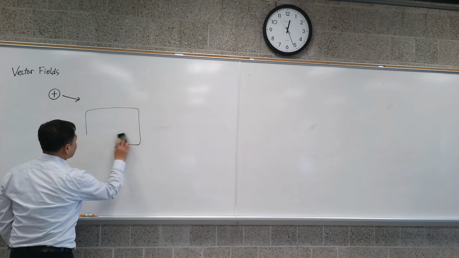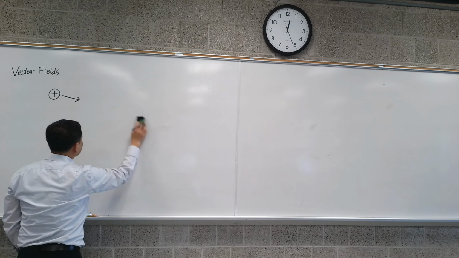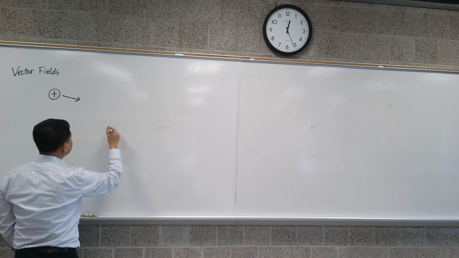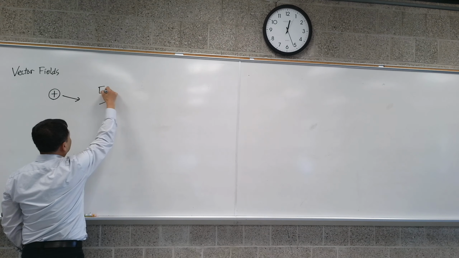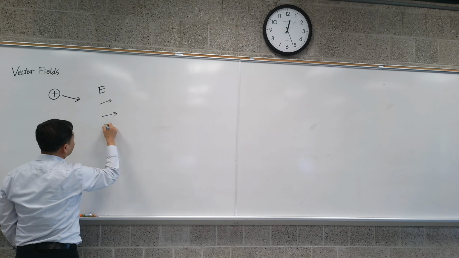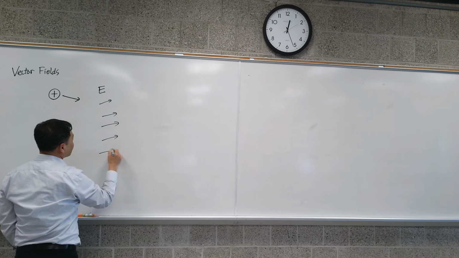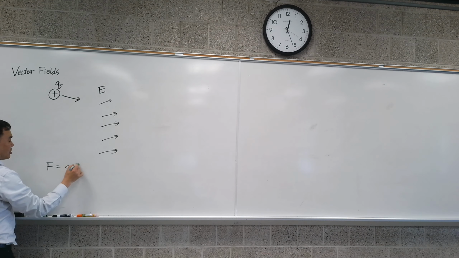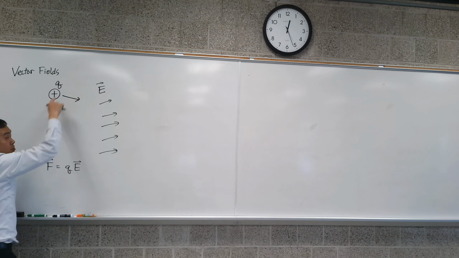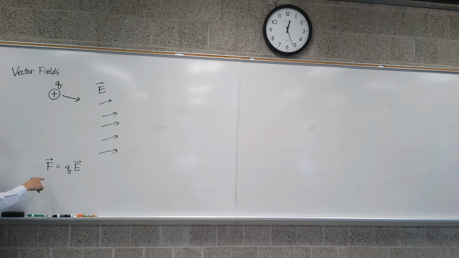So let's think about that. You might have an electric field E that's trying to push it like that. And if the charge is Q, then the force is given by Q times E, right? So these are both vectors. This is a vector. Q is a scalar. So you recognize this formula? You've seen it a lot of times, right?